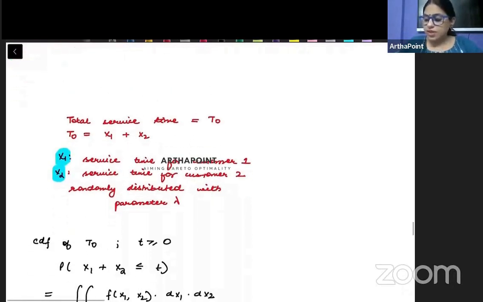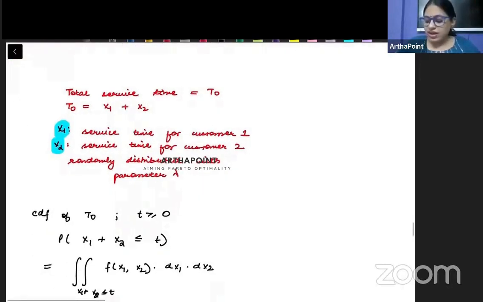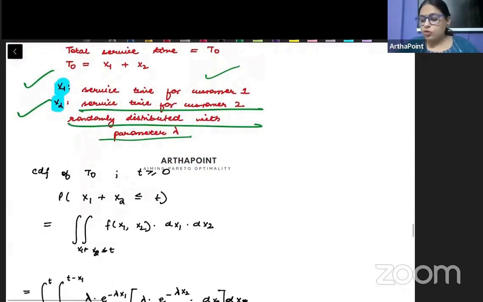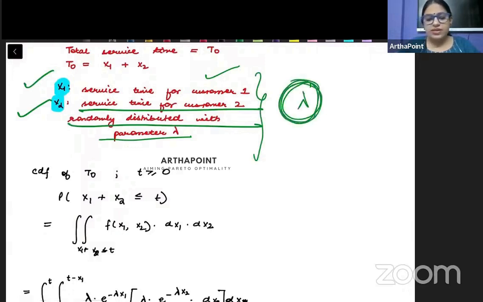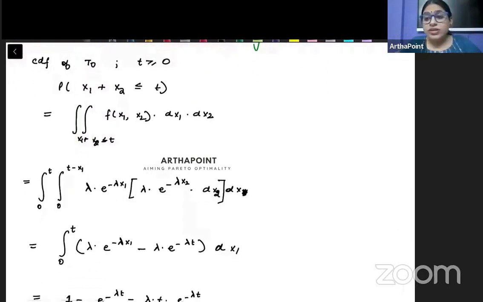It is a very simple example. In this example, they say let x1 represent the service time that it takes to serve customer 1, and x2 is the service time to serve customer 2, and both of them are exponentially distributed with the factor lambda. Therefore the total time will be x1 plus x2. Now they are asking what is the probability that both the customers will be served in some time.